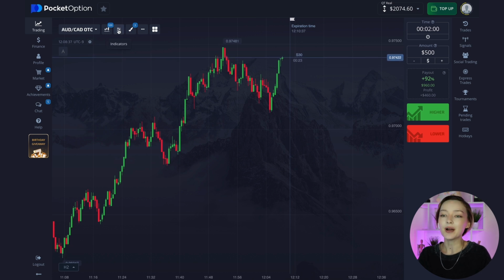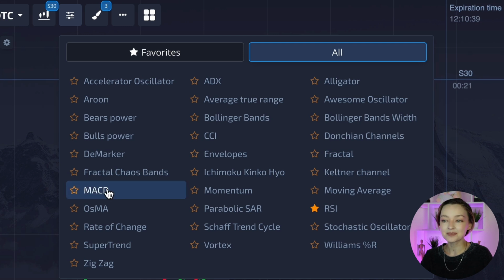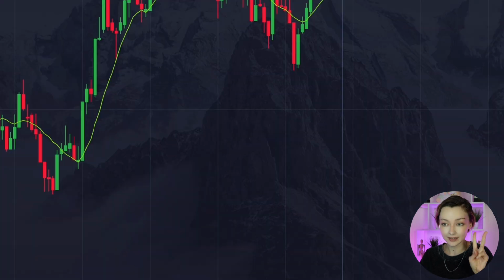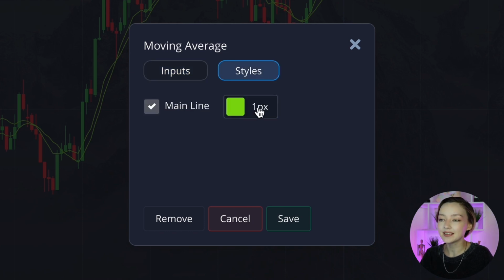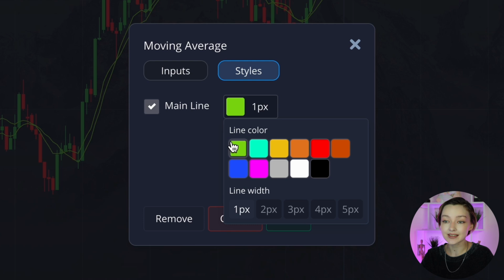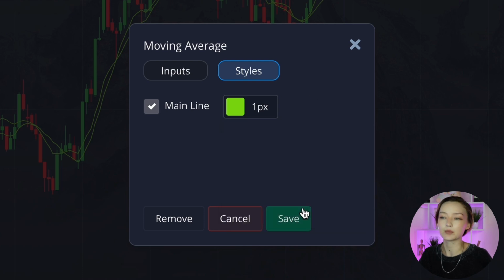So we're opening the indicators list on the Pocket Option platform. We're looking for the moving average indicator right here, clicking it twice actually, and now we gotta prep it properly. The period of this one is 11, the indicator type is EMA, and I'm gonna go ahead and make the indicator green in the style section, leaving the balance at 1 pixel.